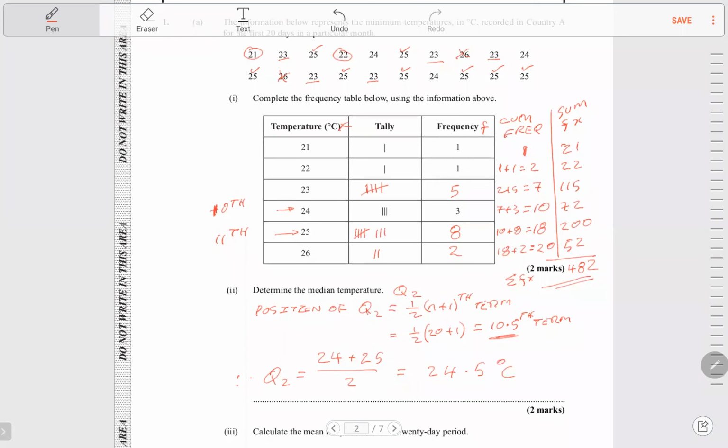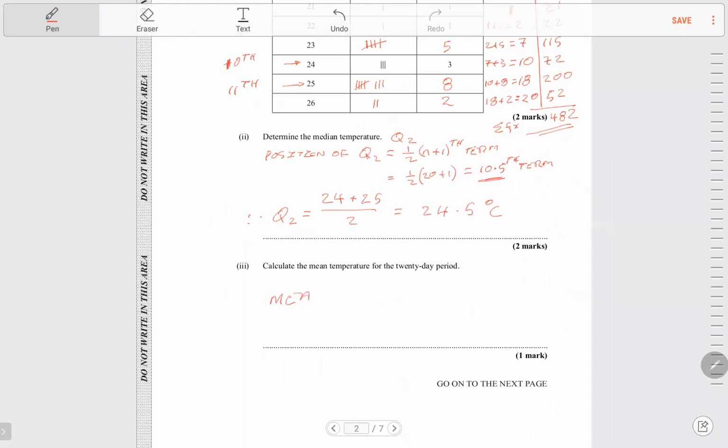And so you can write it now. The mean is the sum of all the values, sum of fx, divided by the number of values. The number of values is the sum of the frequency, which is 20. So it will be 482 divided by 20, which becomes 24.1 degrees Celsius. The mean will be equal to that.